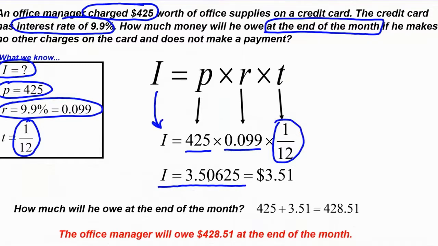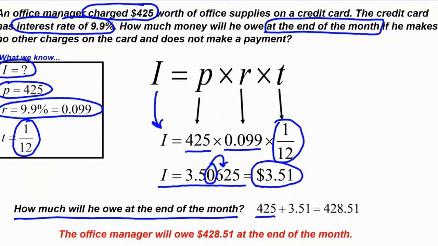But again, we're talking about money, so I need to round this to the nearest penny, which is the hundredths place, and that's going to round up to $3.51. So that's how much interest he's going to earn on his credit card after 1 month. So how much will he owe total at the end of the month? The $425 he charged on the card plus the $3.51 in interest gives us a total of $428.51.